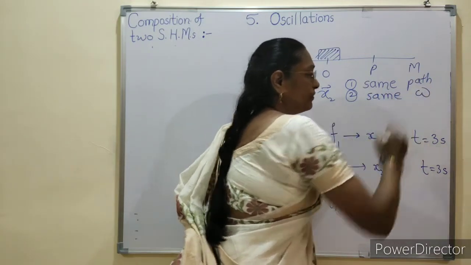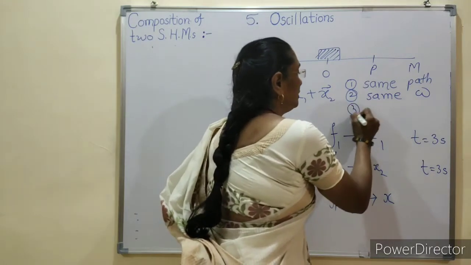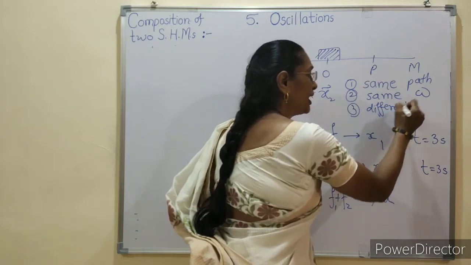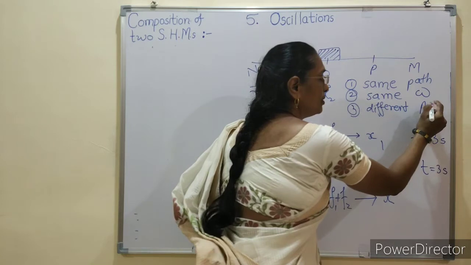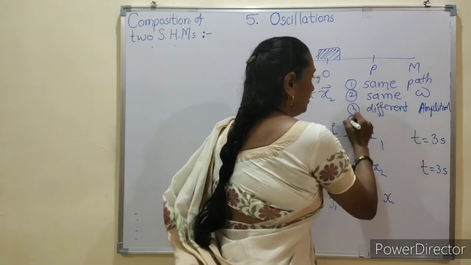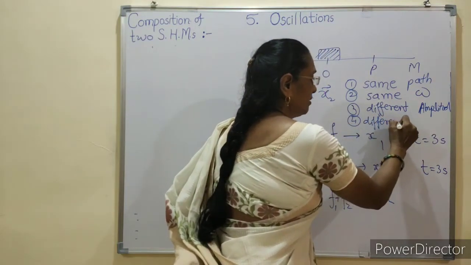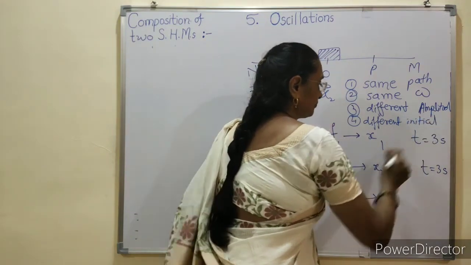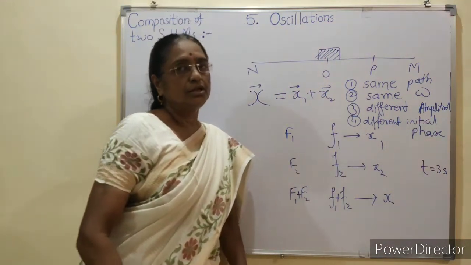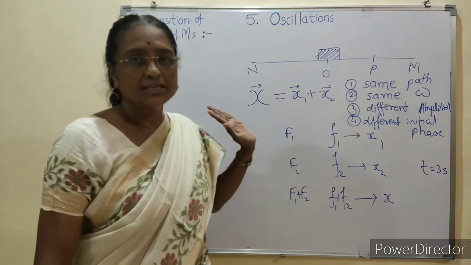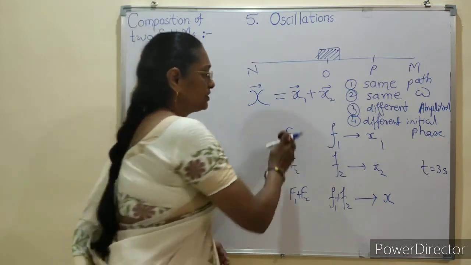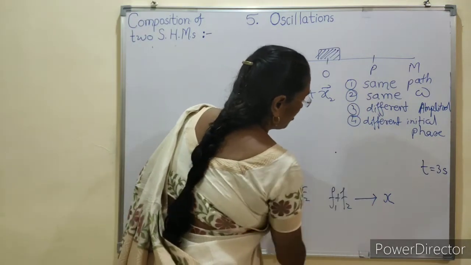same angular frequency, and third that the two S.H.M.s we can use have two different amplitudes and different phases, different initial phases. So if we consider such conditions, then the composition becomes simple. So we have to consider the simple composition of two S.H.M.s instead of taking the complicated compositions.